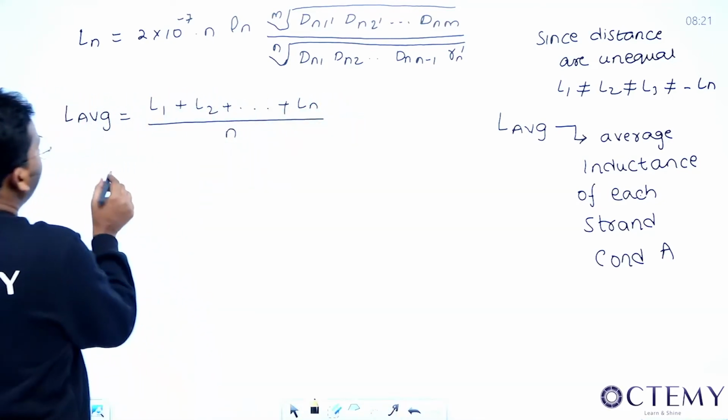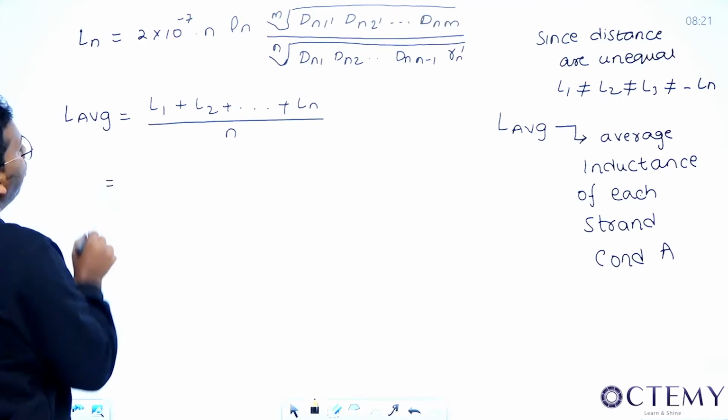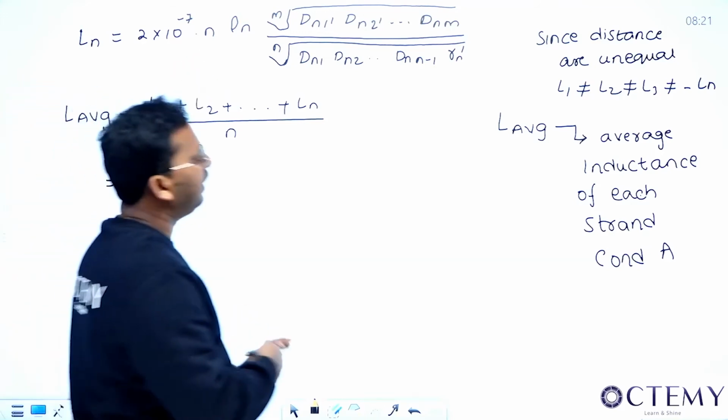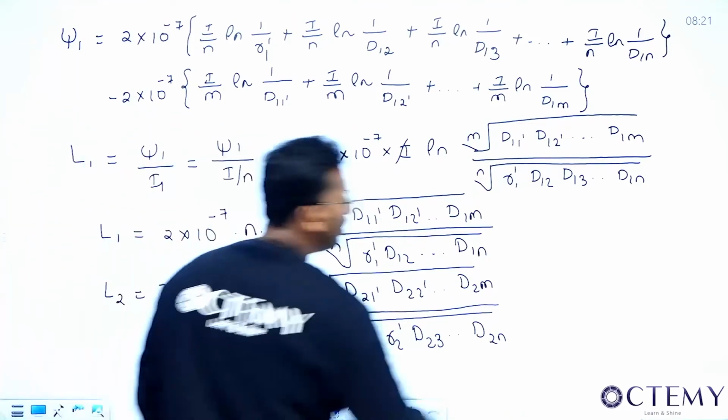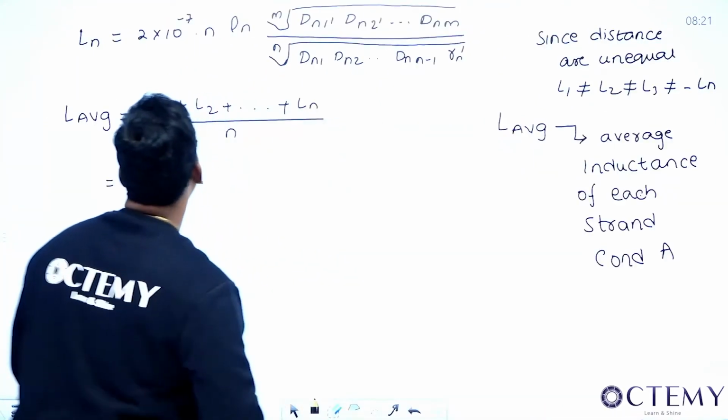So this will be equal to how much, sir? If you observe, you have an n here, you have an n here, you have an n here. So eventually the n will get cancelled, and this will be equal to what?